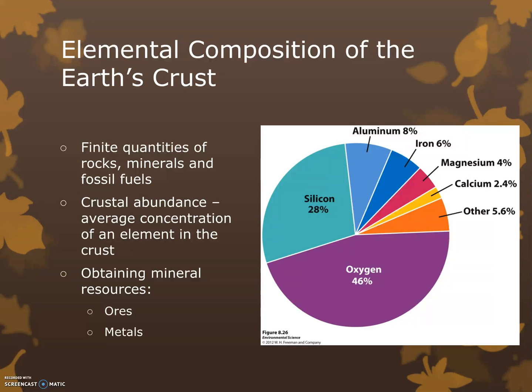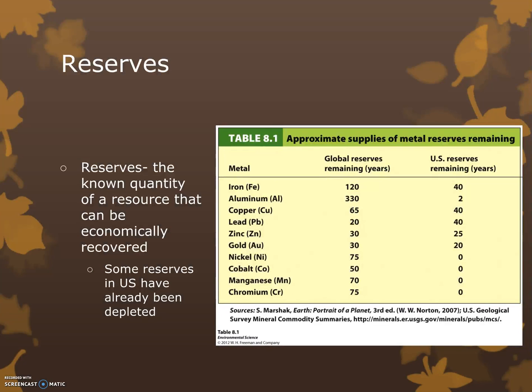And obtaining mineral resources, so things such as ores or metals. Reserves are the known quantity of a resource that can be economically recovered. Some reserves in the U.S. have already been depleted. Your textbook is 5 or 6 years old already, and so some of these U.S. reserves we've already gone past. So we can see the global reserves, but then we can also see the United States reserves for some of these things.